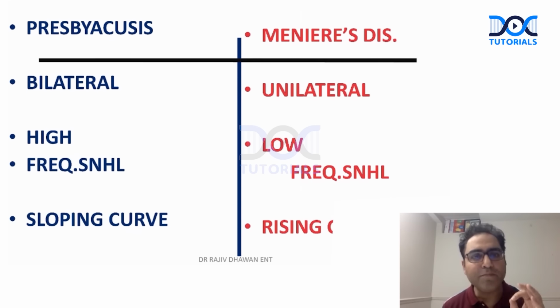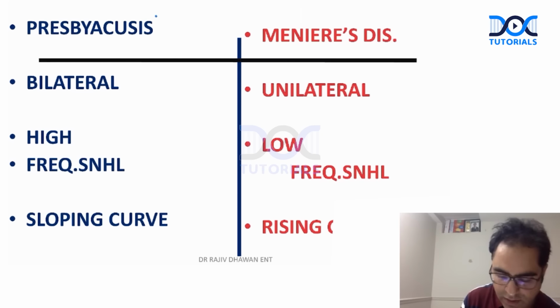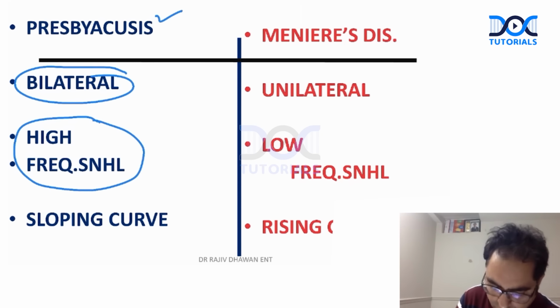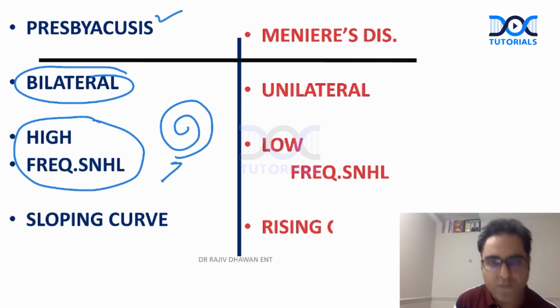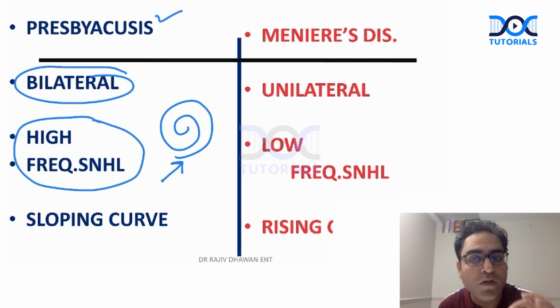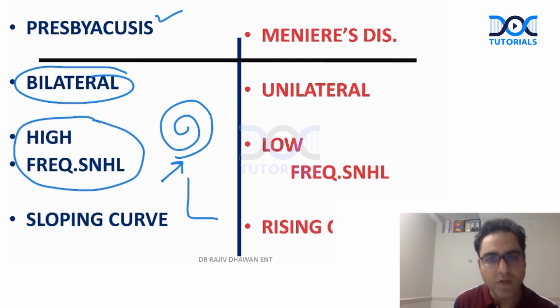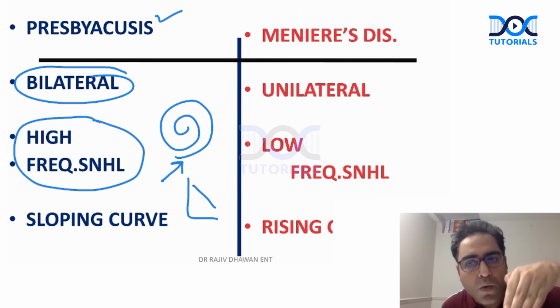Now please see, presbycusis is age-related SNHL. It has to be bilateral. Both cochleae are damaged. And it causes high frequency SNHL. If you remember, I told you the basal turn of the cochlea senses high frequency sounds. It means that age damages the basal turn of the cochlea first. So presbycusis will have high frequency SNHL in early stages. So there will be a sloping curve. How to remember? Age slopes you down toward your grave, beta. Age is sloping you down gradually.